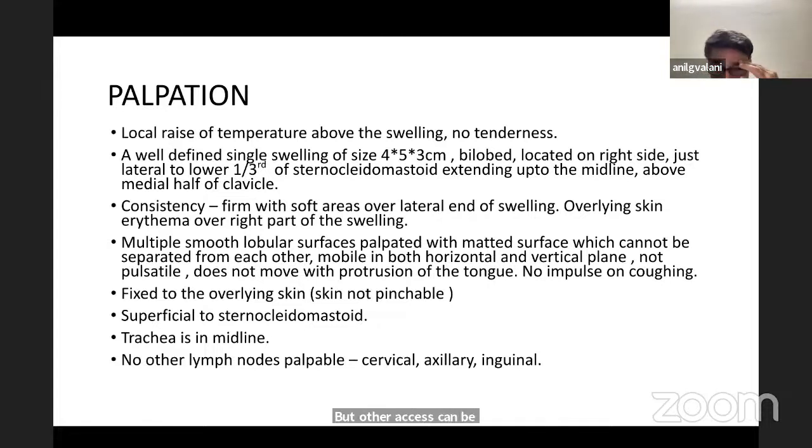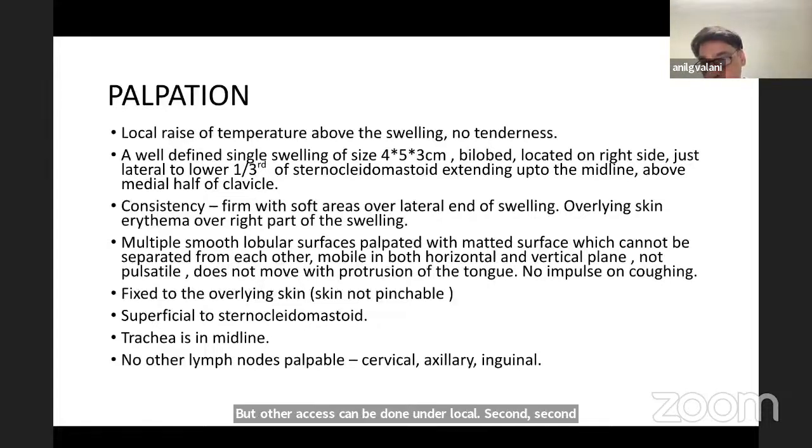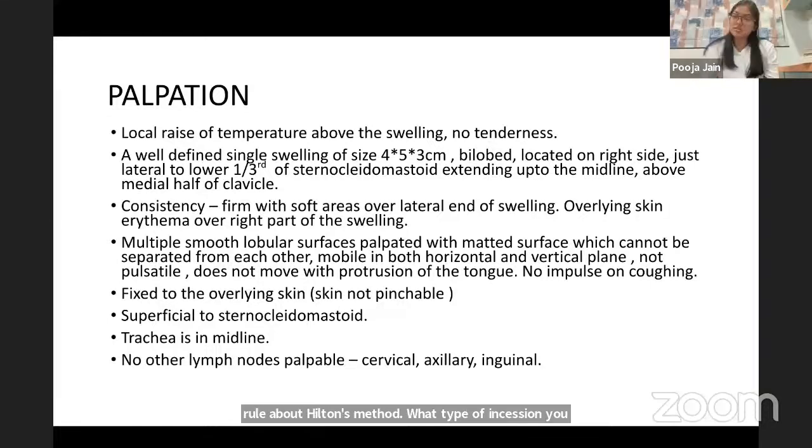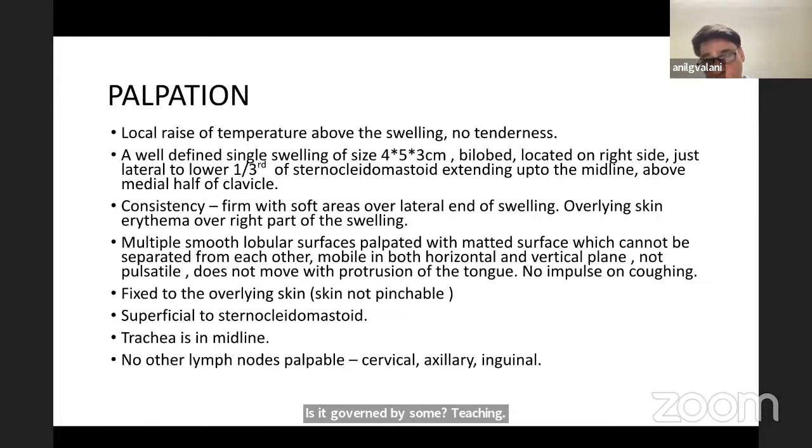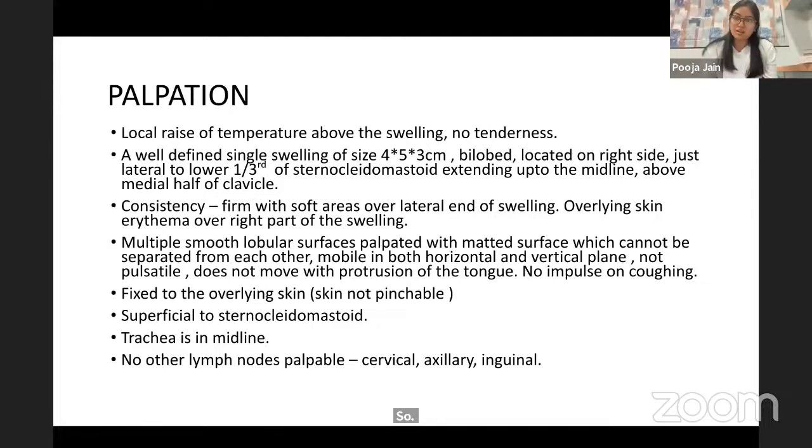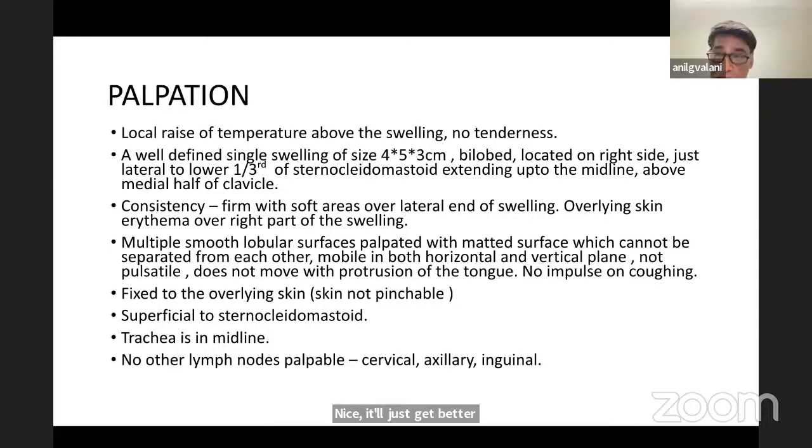Second rule about Hilton's method: what type of incision do you take? Is it governed by some teaching? The underlying structures, nerves and vessels. So, cut them? No, sir, parallel to them. So the incision is parallel to the important neurovascular bundle. So did you take an incision on the gluteal region which was parallel to the sciatic nerve? I don't know. Okay, parallel to the neurovascular bundle.